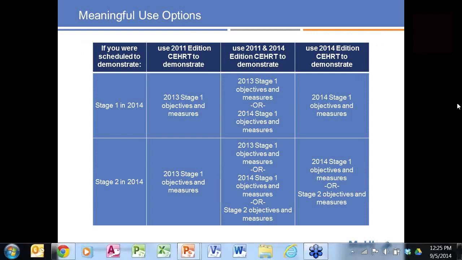Here's a little schematic just showing what the different options are. And I won't go into this in detail. We did go over this pretty much when we did the webinar on the proposed rule. It gives you flexibility. Again, it's really driven by your particular situation in relation to the EHR you have installed and up and running in your particular setting.